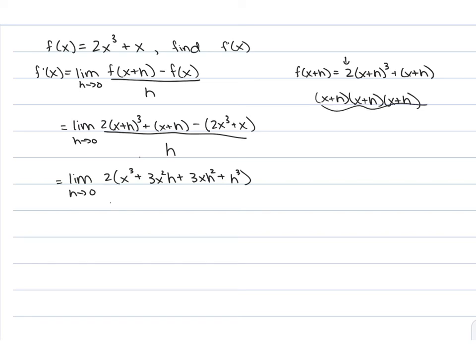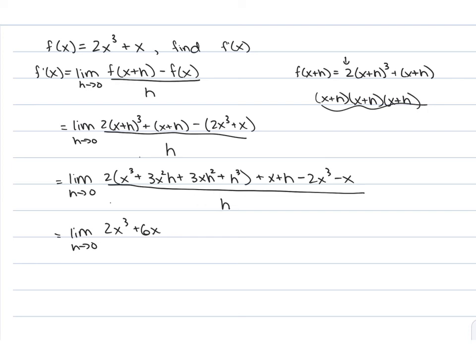If we were to multiply this out, we would get x cubed plus 3x squared h plus 3xh squared plus h cubed. Now this plus x plus h, I really don't need those parentheses. And I do need to make sure that I distribute this negative all over h. So if I keep going, so now I distribute the 2. And I can see that the plus x and the minus x are going to reduce out, but I'm just going to do it all in the next step anyway.